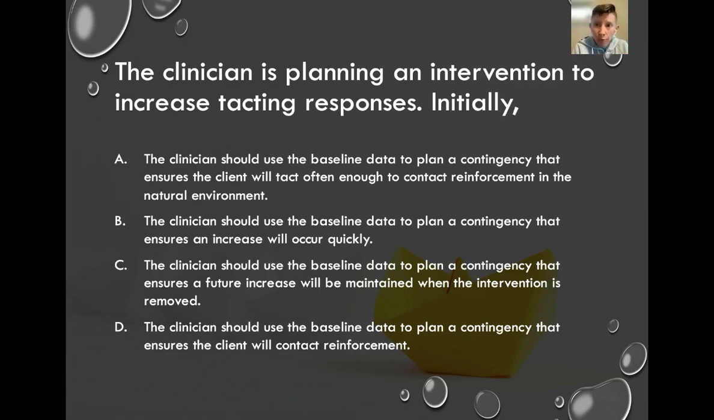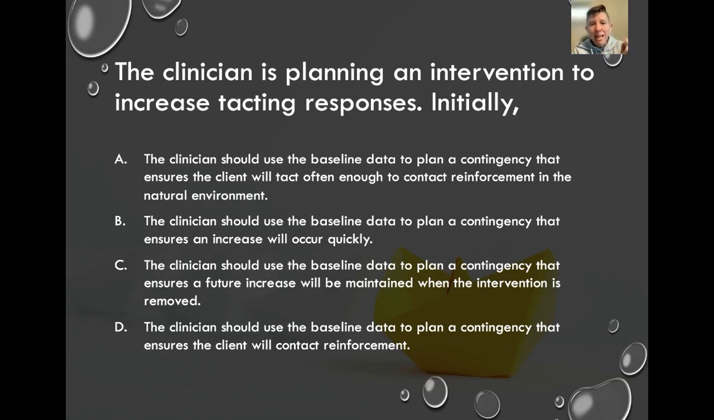If we don't contact the reinforcer or potential reinforcer, it can't actually reinforce behavior in terms of increasing the future rate or duration or decreasing latency of that response. So it can't do any of those things if we don't contact it. So looking back at this, the key word, the thing that changed your answer from either A or C to D being the most right answer, is initially. Initially, we just got to contact reinforcement and we got to use the baseline data to do that.